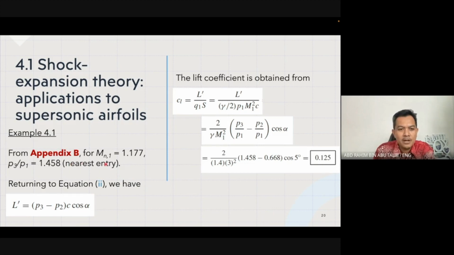I would like to suggest all of you to go through this example again and try to appreciate why we use Appendix B, why we use Appendix A earlier, and why we use Appendix C. When you go through step by step, you will realize that the flow following through the flat plate on the top surface experienced an expansion wave, so you have to use the corresponding Appendix C. On the bottom surface it experienced an oblique shock, so we have to use Appendix B. That's what happened here, where we want to find P3, we use Appendix B.